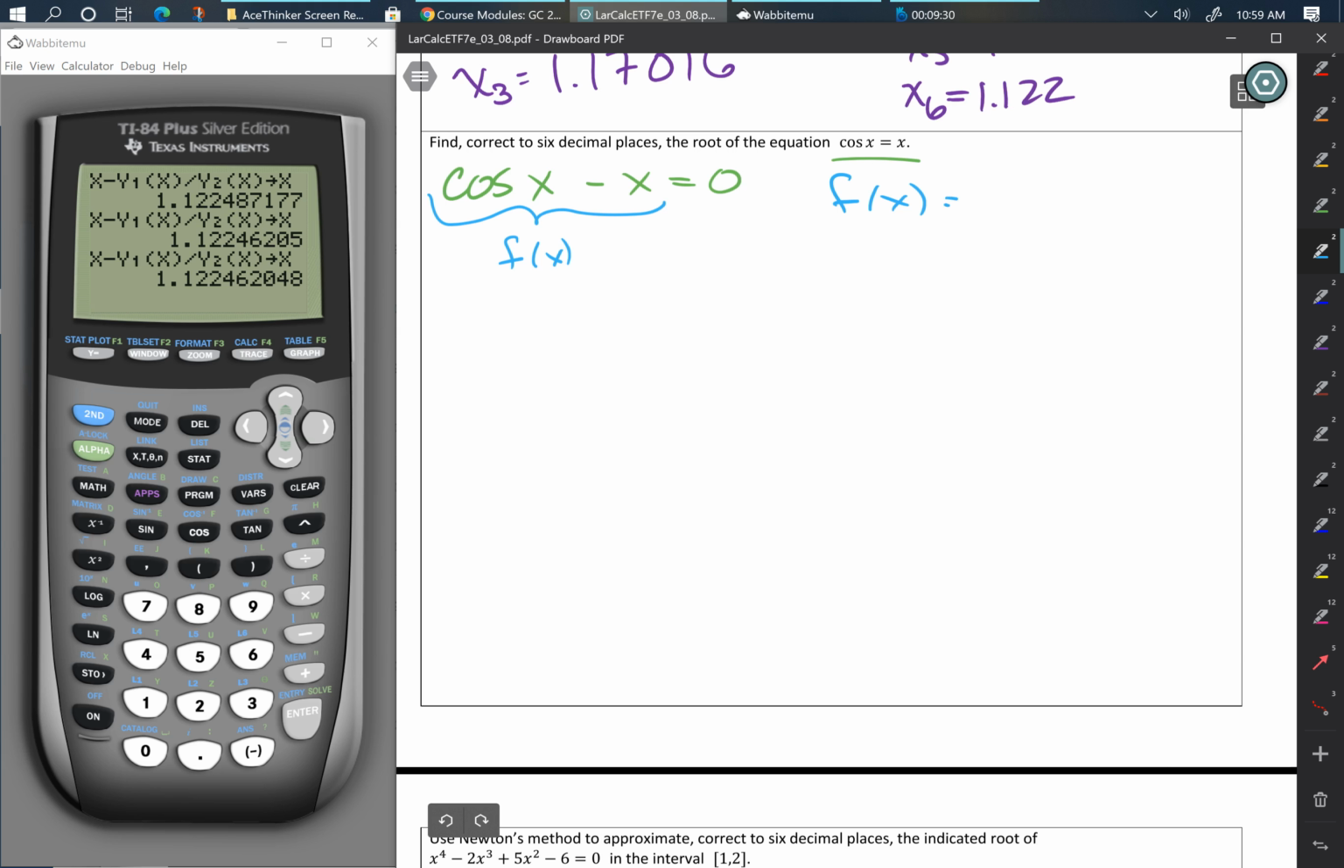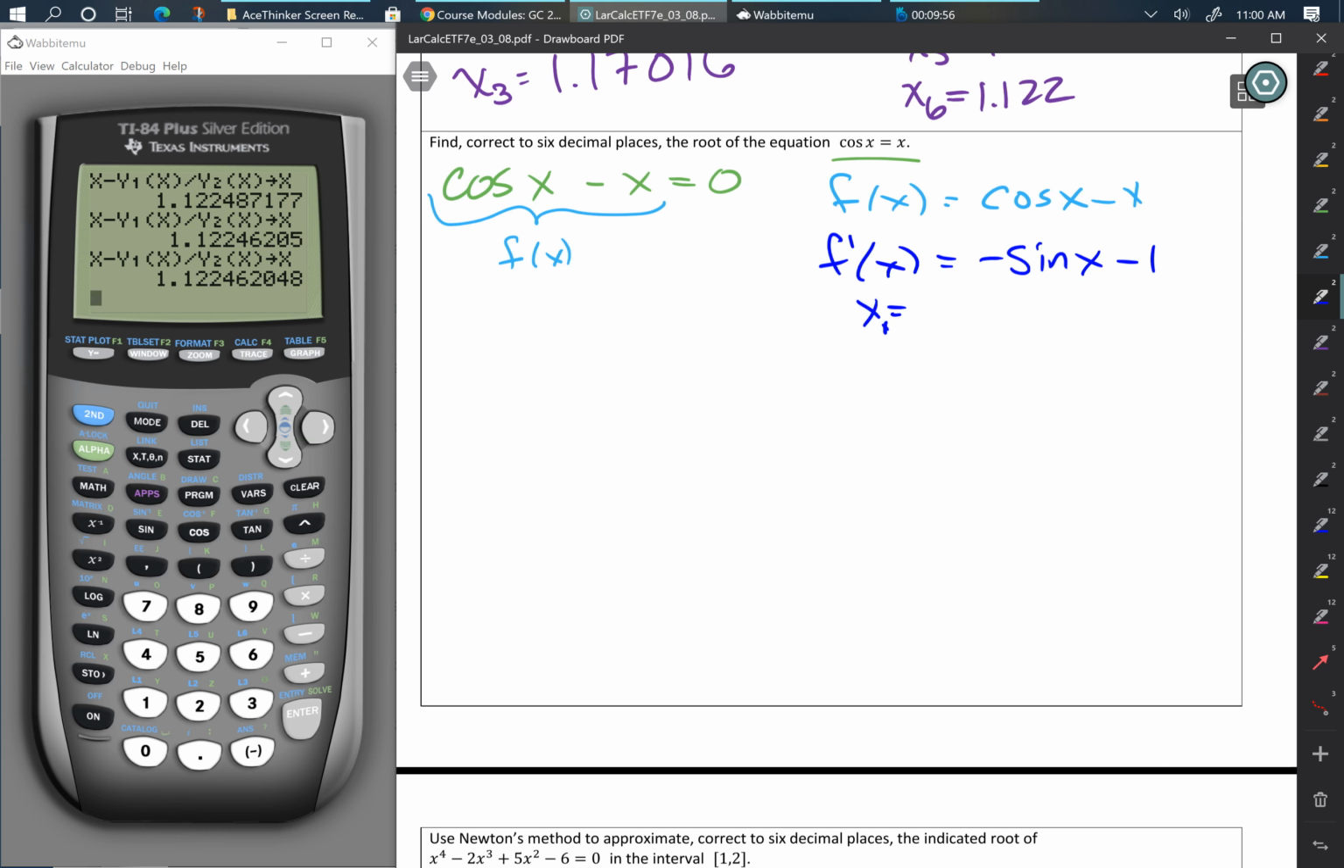I know that f of x is equal to cosine x minus x. And then f prime of x is equal to, let's see, what is that going to be? Negative sine x minus 1. And all I need is a good initial guess, and I can find this. So when do you think cosine x is equal to x?